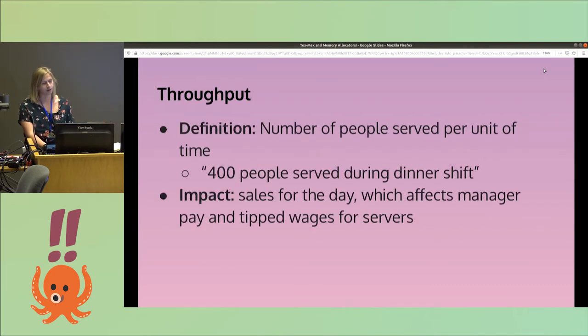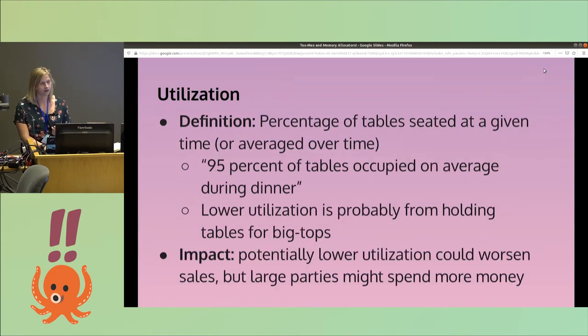Well, one of the properties we might look at is throughput. So that's the number of people served per unit of time, maybe like 400 people during dinner. And this can have direct impact on sales for the day, which affects manager pay because they're compensated in part for sales, and tipped wages for servers who also get wages based on sales.